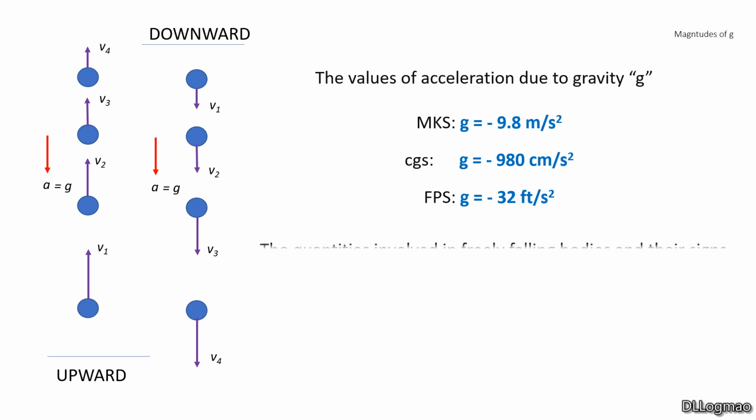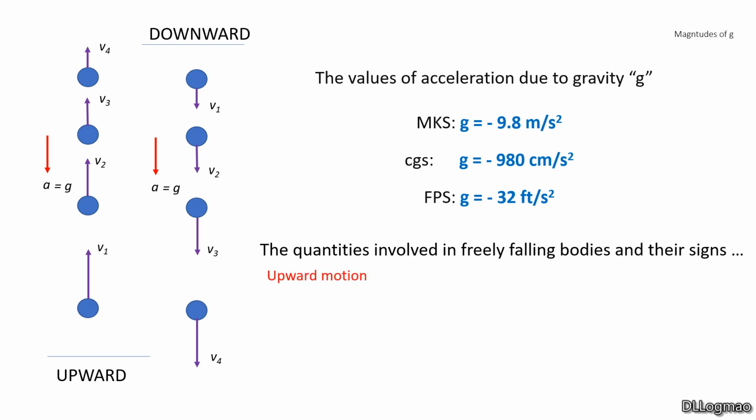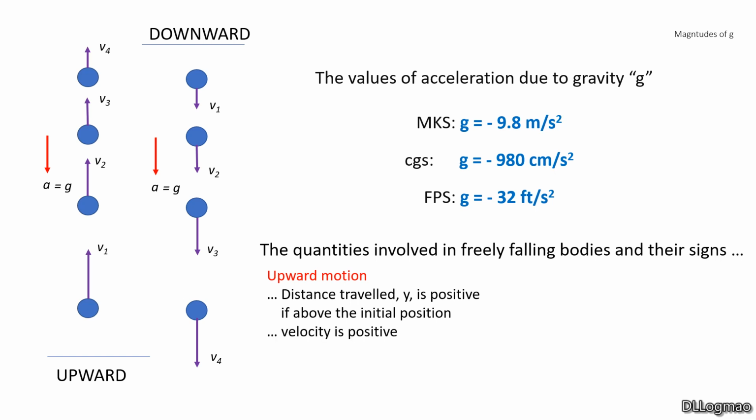The quantities involved in a uniformly accelerated motion and freely falling body and the signs may be affected by the direction of the motion. For upward motion, the distance traveled, y, is positive if above the initial position. The velocity is positive, the time of motion is positive, and the acceleration due to gravity is negative.